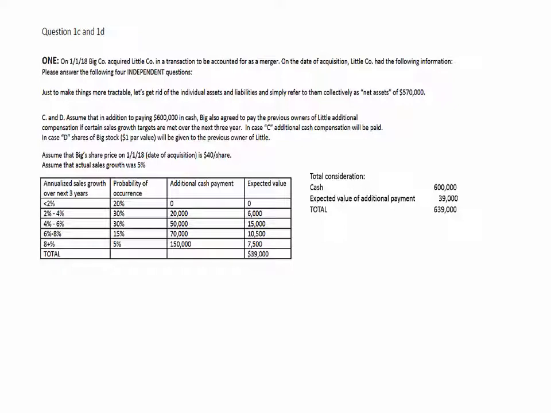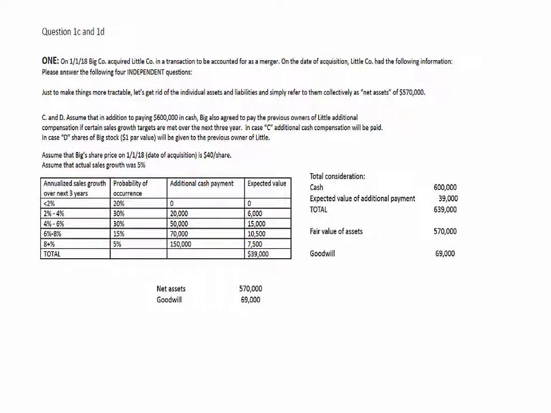So our first step is to figure out, again, what's the goodwill or bargain purchase in this? The total consideration that we're giving up is $600,000 in cash plus a future contingent payment with an estimated value of $39,000 for a total expected payout of $639,000. The fair value of the assets is $570,000, again, for goodwill of $69,000.